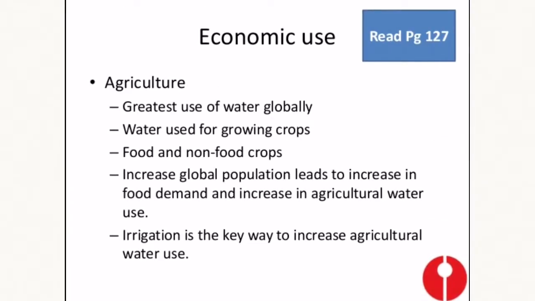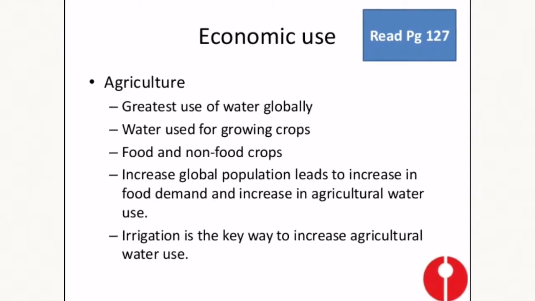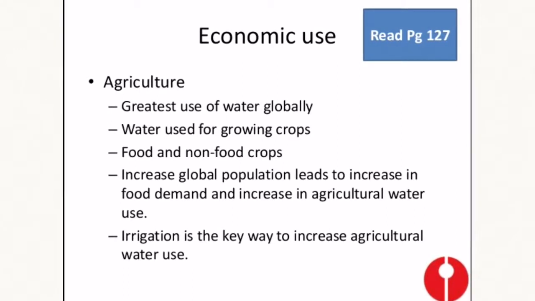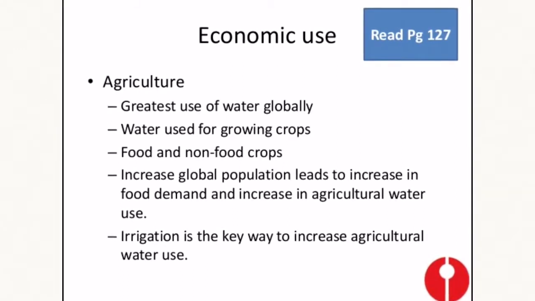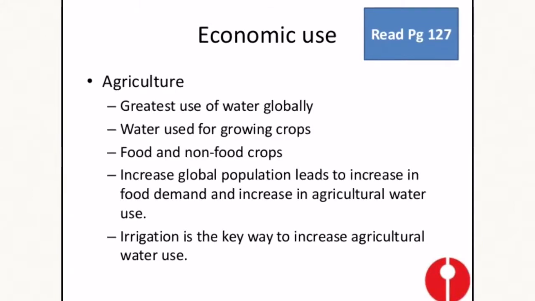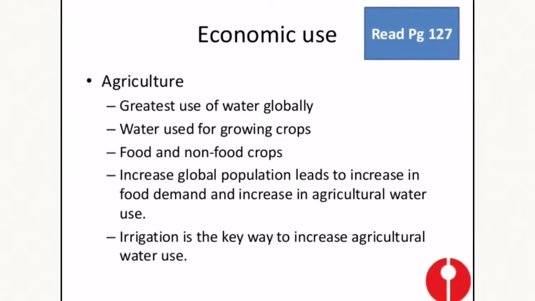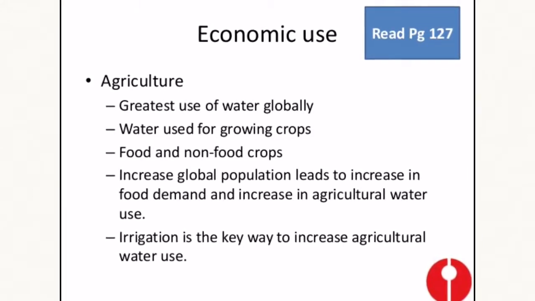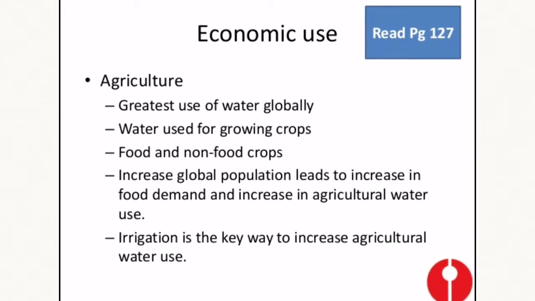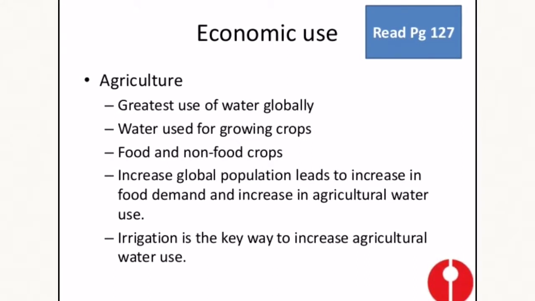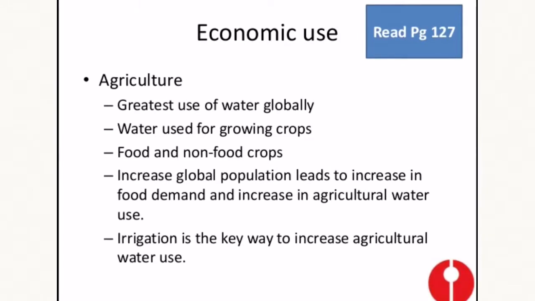Economic use: for agricultural purposes, we use a lot of water. It's the greatest use of water globally. We need a lot of water for growing crops, both food and non-food crops. You need to know some crops that we grow are not for food. They can be for fuel, they can be for animal feed, but not directly for human consumption.